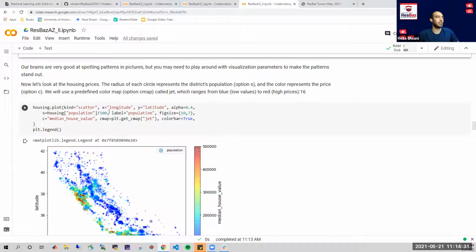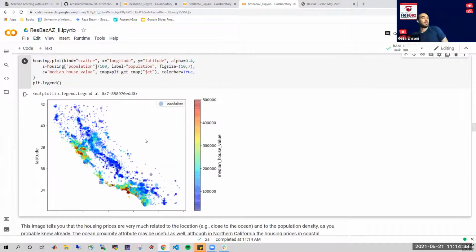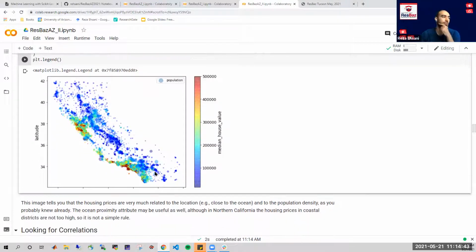And the jet color map is also used in order to differentiate different colors. So if you run this cell, this is what you get. And obviously, when you look at this figure, you realize that in the Bay Area and also near San Diego, these are areas with more populated districts and also higher median prices for the houses. And you may also realize that if we go higher, the price would relatively decrease, but these are just guesses.